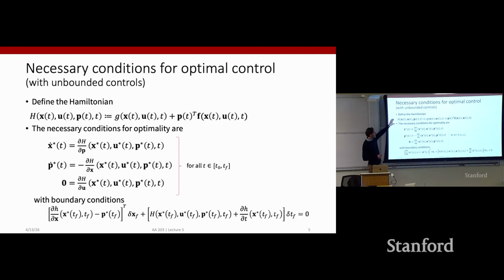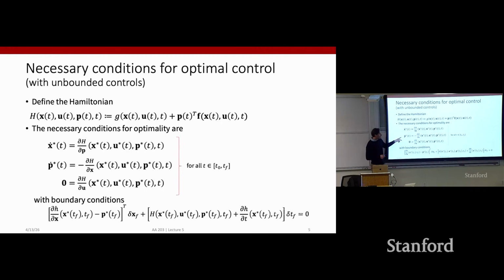Given that we defined this Hamiltonian, we saw how the optimality conditions boiled down to this set of differential equations. The first one represents trivially our dynamics. If we take the partial derivative of our Hamiltonian with respect to the costate variable p, we get our dynamics, so x dot equals f.